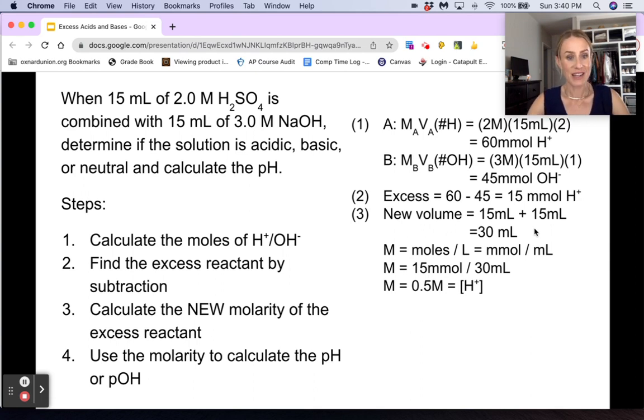Now, the fourth step, last step, is we're going to use the molarity to calculate the pH or pOH. Here, the question asked for pH, and I have my concentration of H plus, so all I'm going to do is use the pH equation. pH is equal to negative log of the hydrogen ion concentration. Plugging that 0.5 molar in for my hydrogen ion concentration, I get negative log 0.5, which ends up being 0.3. So that is my answer to the question.